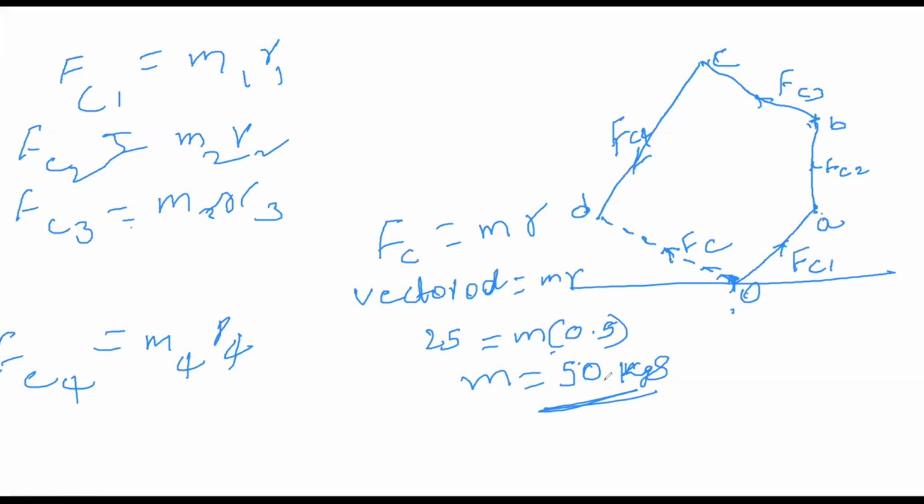In this particular type of problem, we will find out the balancing mass value. So here we have four disturbing masses. Those four disturbing masses are balanced by one single mass. That single mass value is how much? 50 kgs. Let us take that as our assumption.